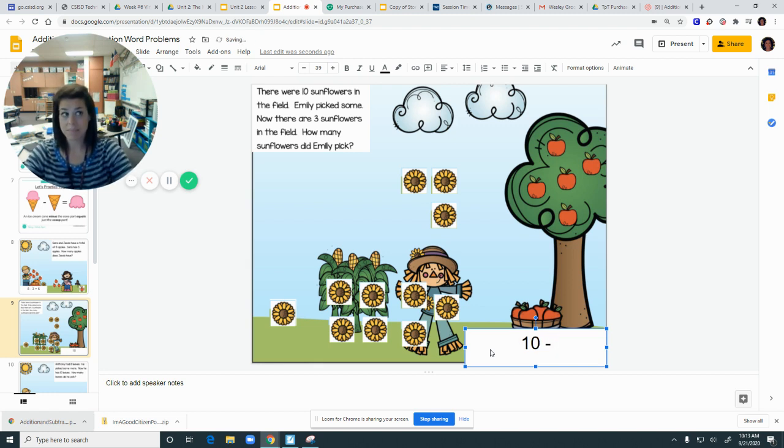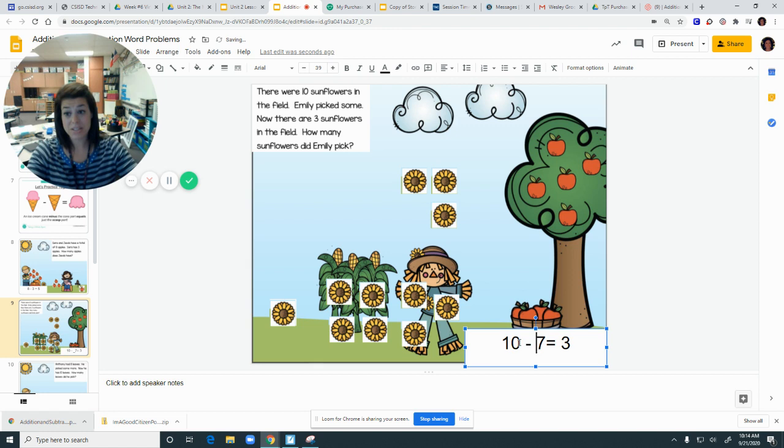She picked some. So when we're picking something, it's going away. So we're subtracting. She picked some, but we didn't know how many. What we did know was that the field was going to be left with 3. So what we did was we picked everything until I only had 3 left. And then I counted what I picked. I picked 1, 2, 3, 4, 5, 6, 7. So Emily actually picked 7 sunflowers.